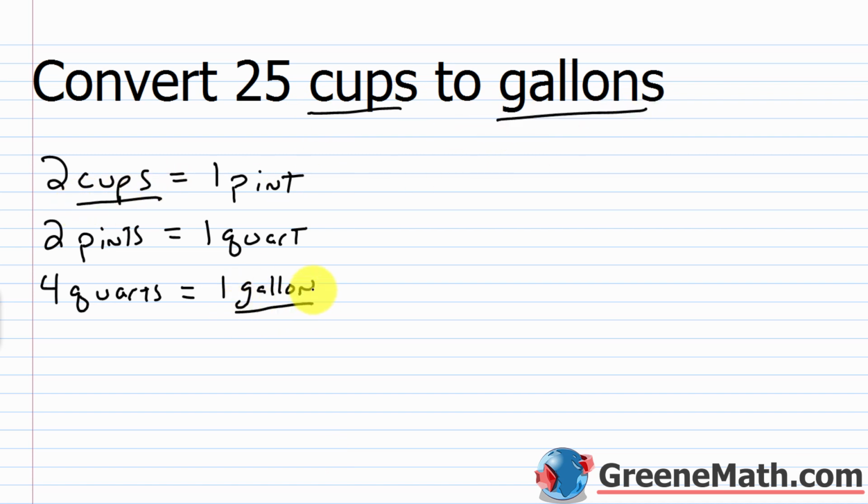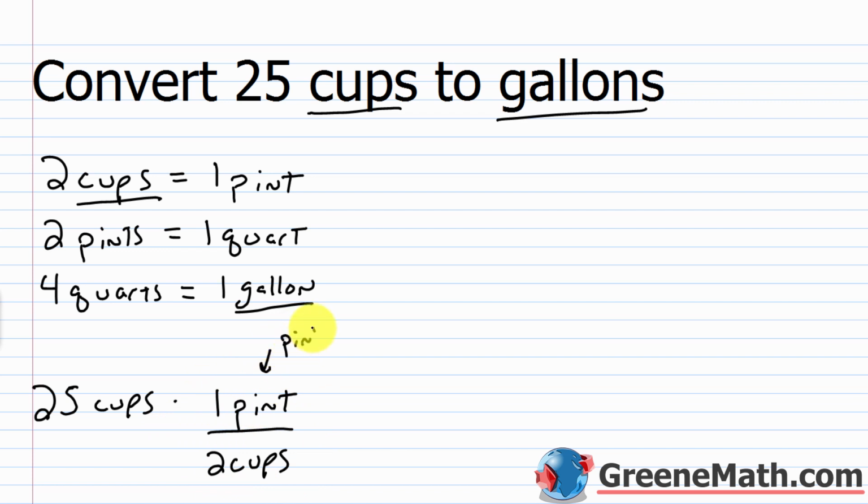So if I'm starting out with cups, which is right here, and I want to go to gallons, which is right here, I would first just think about converting cups to pints. So let's start out here. We have 25 cups, and I'm going to multiply this by 1 pint over 2 cups. Now, why did I do that? Well, again, I want to convert to pints to start. If I want to convert to pints, it's 2 cups equals 1 pint, so 1 pint is in the numerator, and 2 cups is going to be in the denominator. After I do this multiplication, it'd be in terms of pints.